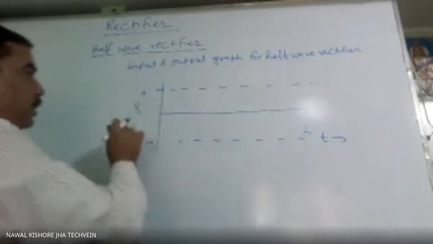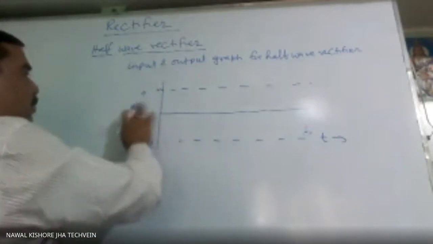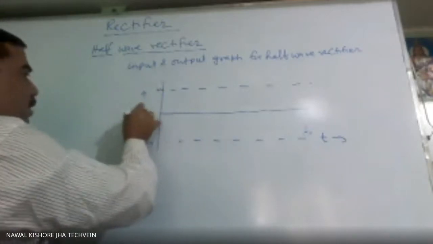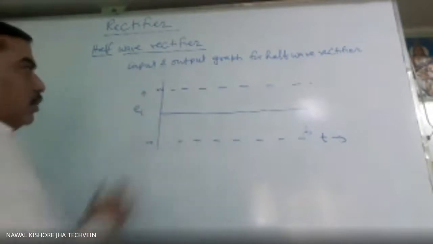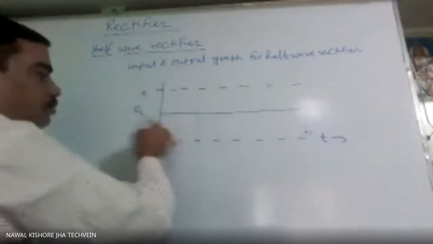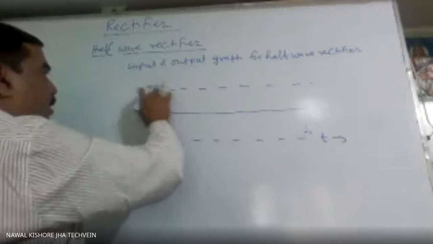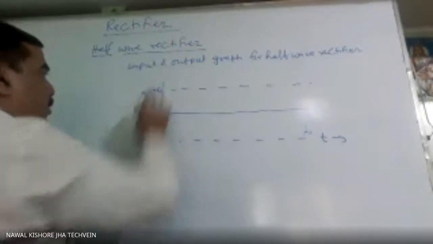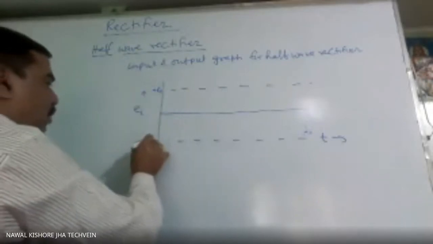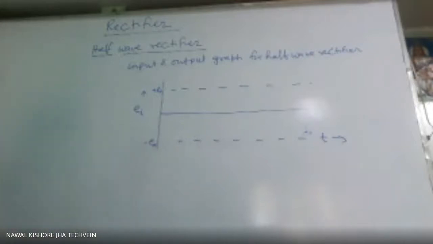There will be variation. Sometimes it is like this, it is at EI only, maybe no problem. This is maximum voltage, this is peak voltage, so E naught we are representing. So plus E naught, this is minus E naught. Whatever symbol you use, no problem.